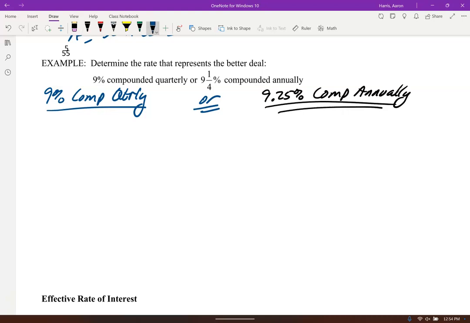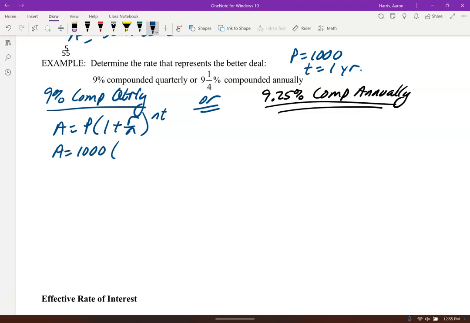Well, let's figure it out. Let's do a scenario. Let's just say we put in $1,000 up front, and then we do it for 1 year. And let's figure out who's the better deal. You could do it for any P and any time T, as long as it's the same for both scenarios, the math will tell you who's the better deal. So we're putting in $1,000. This is 9%, so 0.09. This is compounded quarterly, so 4 times a year. Compounded quarterly, we're doing it for 1 year.